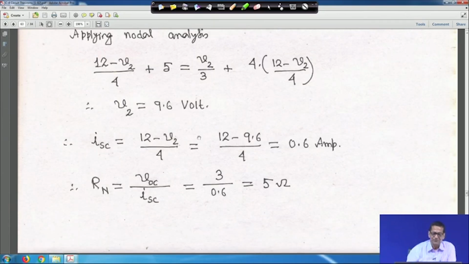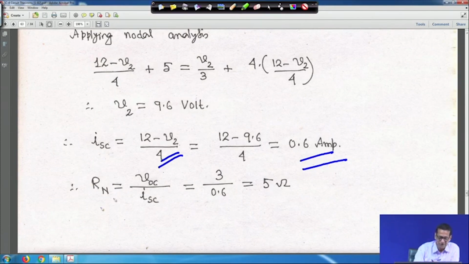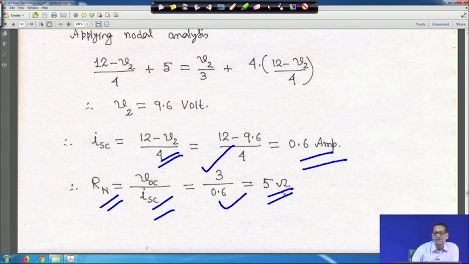Therefore, ISC, this expression we have seen, 12 minus V2 by 4, so it is 0.6 ampere. And therefore, Norton resistance Rn is equal to VOC by ISC. VOC we got 3 volt, and this is ISC, so Rn is 5 ohm. And ISC is equal to I Norton.